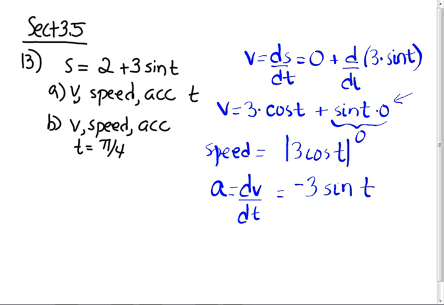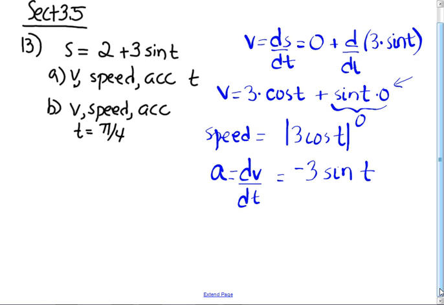This isn't so bad, is it? But you have to know what velocity, acceleration, and speed are. You just have to know it. The only way you're going to get there is to practice. So for part B, I want to evaluate this at pi over 4. So B, what is my velocity at pi over 4?